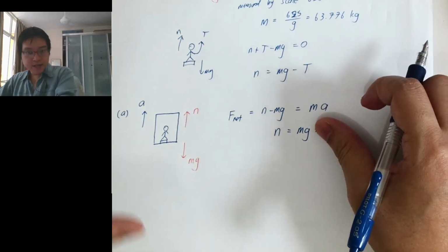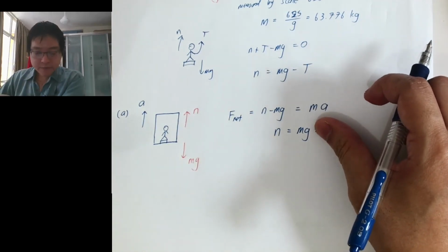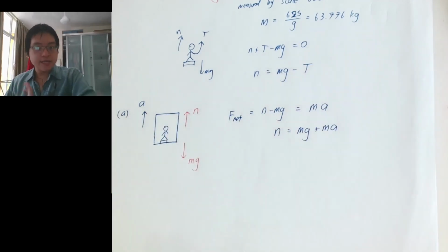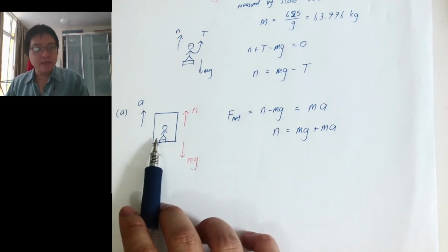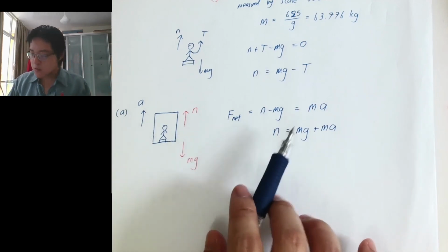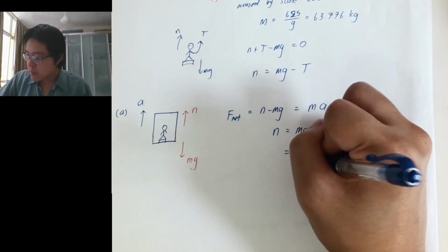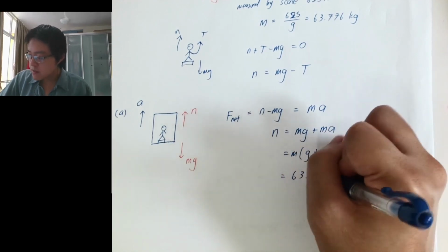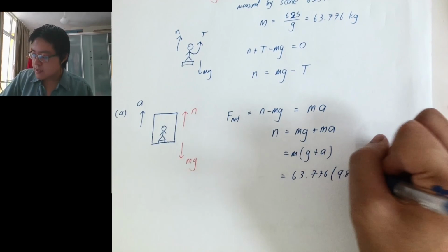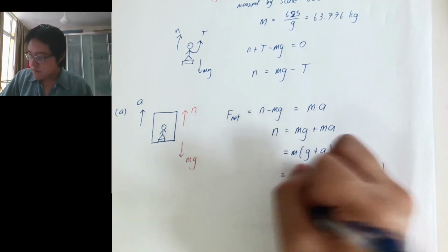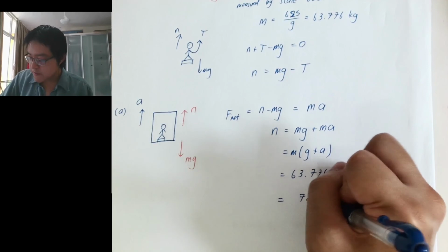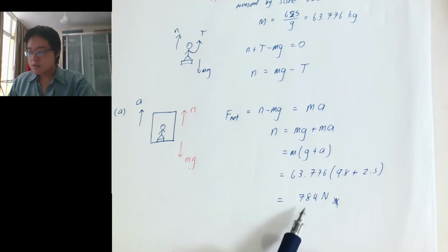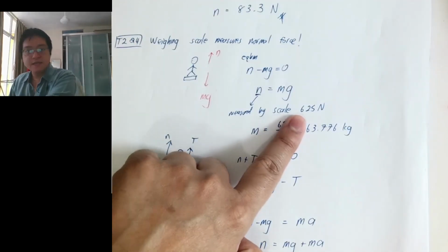If the elevator is not accelerating, then your weighing scale will give you your weight. But if the elevator is accelerating up, your weighing scale will go higher. It will be higher by how much? By this much. Your mass was 63 kg, and then it's 9.8 plus the acceleration, which is 2.5. If you compute everything, you get 784 newtons. So it is not the same as your original weight, 625.